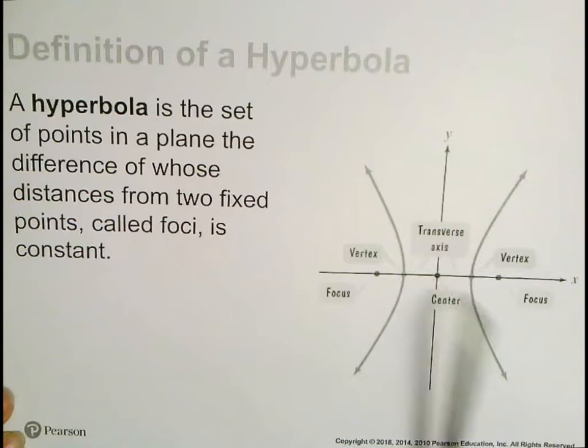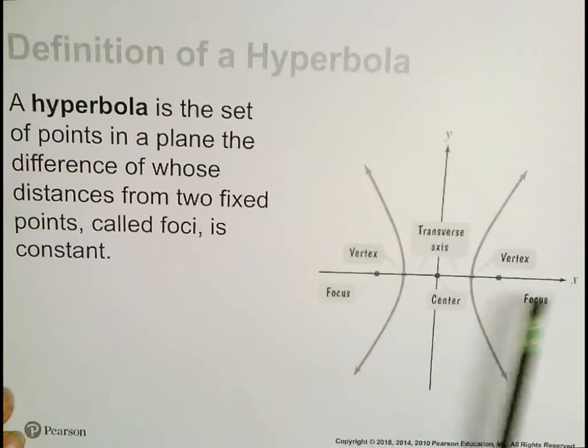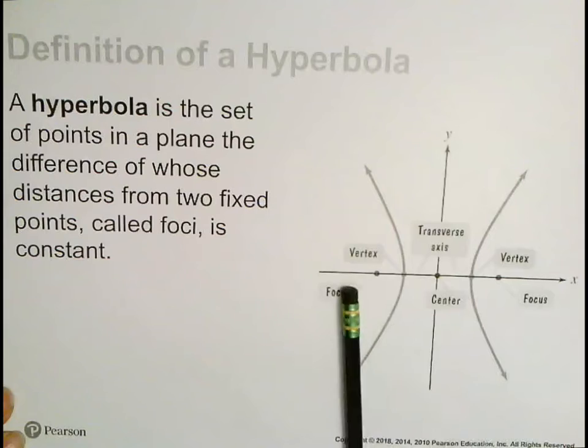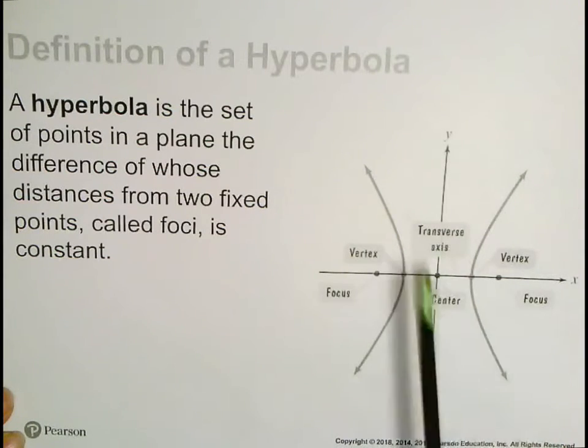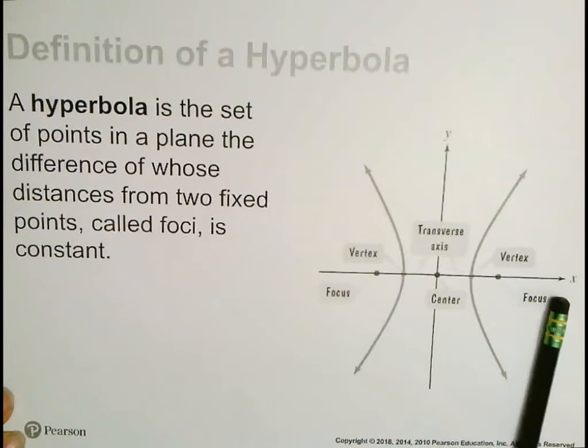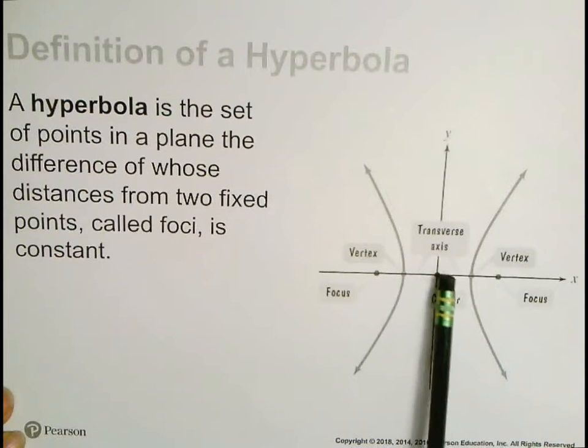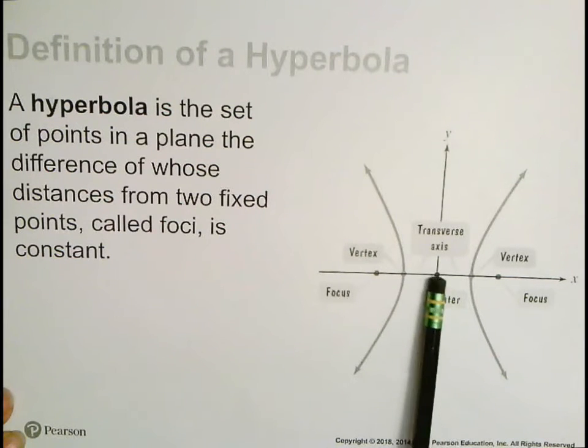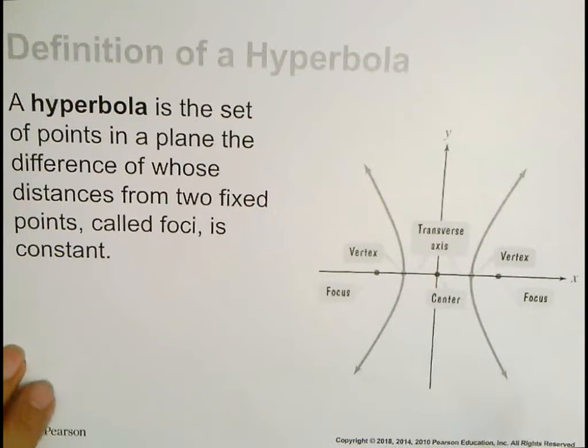Here's the center. Our transverse axis is horizontal here. You see the branches are opening left and right. So this is called the transverse axis, and the center is on the transverse axis.